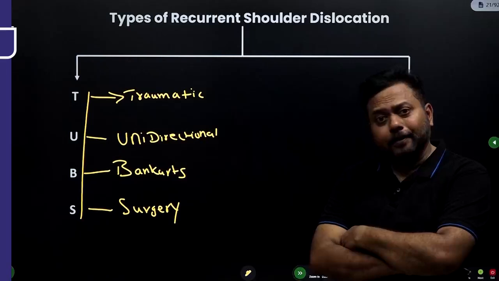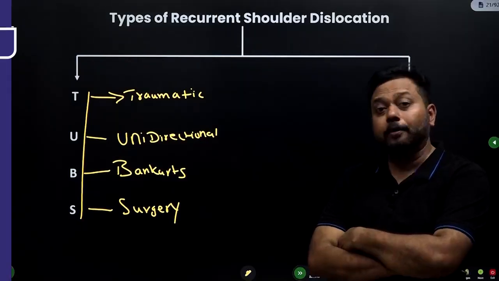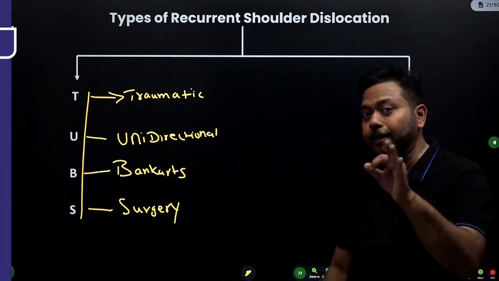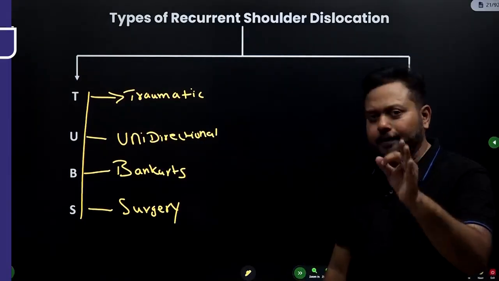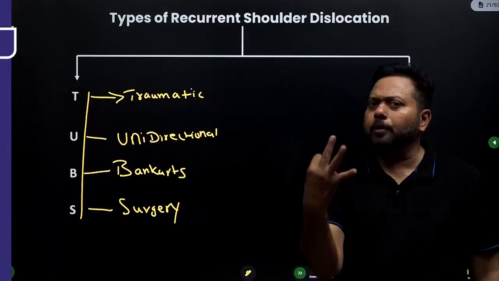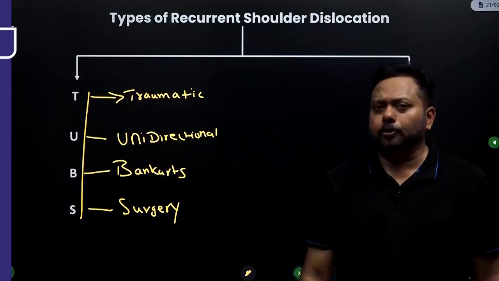Practically speaking, when the shoulder gets dislocated a second time, that's called recurrent dislocation. But we are not bothered about practical things now. We want to get a seat. It's the NEET PG exam. So for the PG exam, what is called recurrent shoulder dislocation? 3 or more dislocations happening within a period of 12 months. Then it is called recurrent shoulder dislocation.